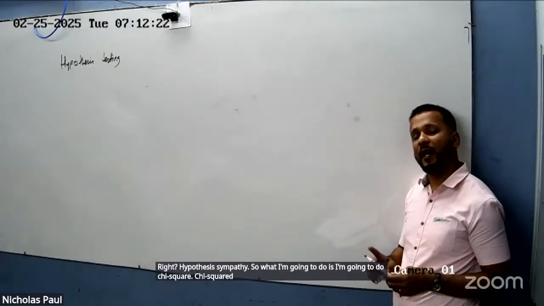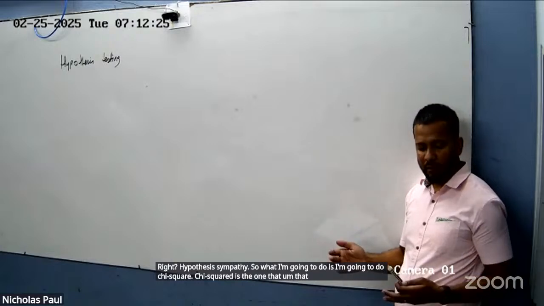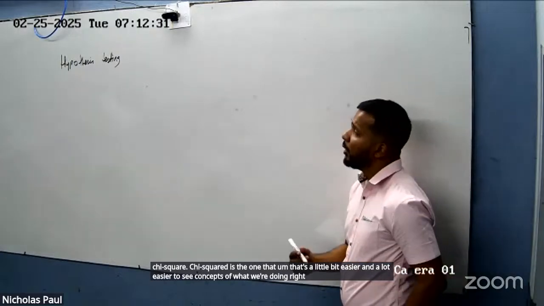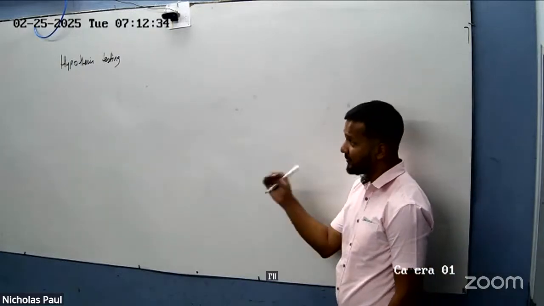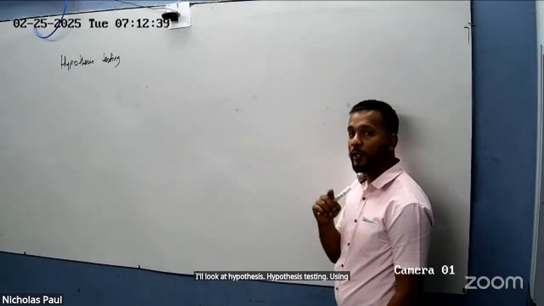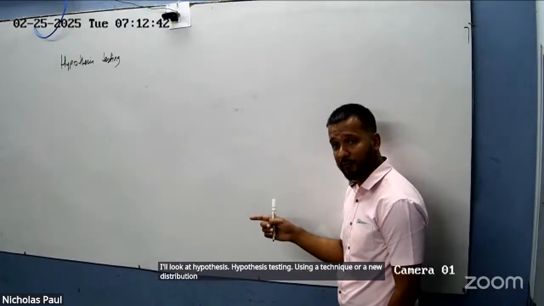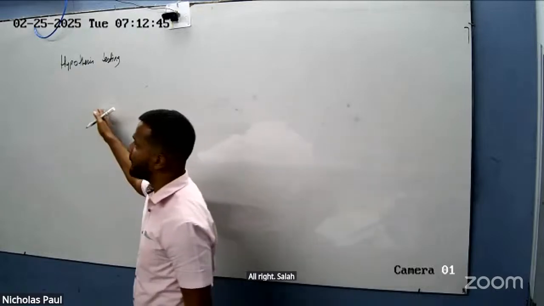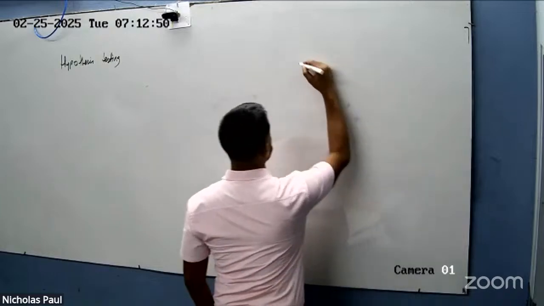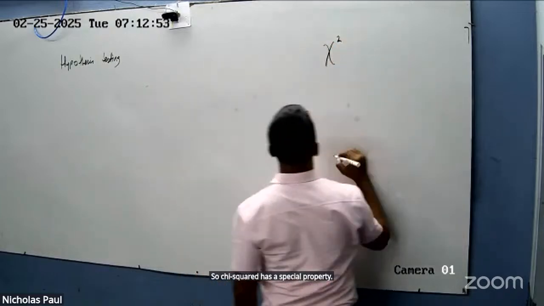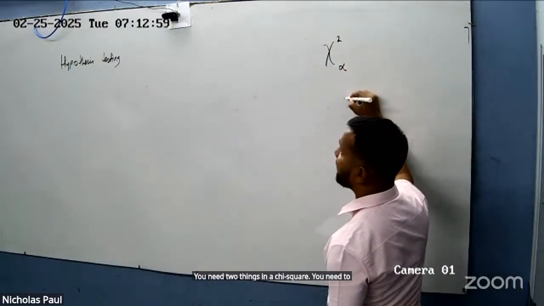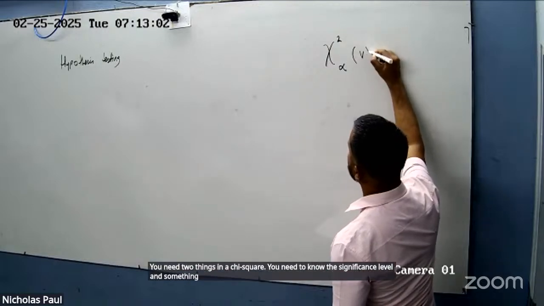So what I'm going to do is chi-squared. Chi-squared is a little bit easier and it allows me to show the concepts of what we're doing. So we're going to look at hypothesis testing using a new distribution called chi-squared. Before I jump into this, let me show you how to read chi-squared. Chi-squared has a special property. You need two things in a chi-squared: the significance level and something called the degrees of freedom.